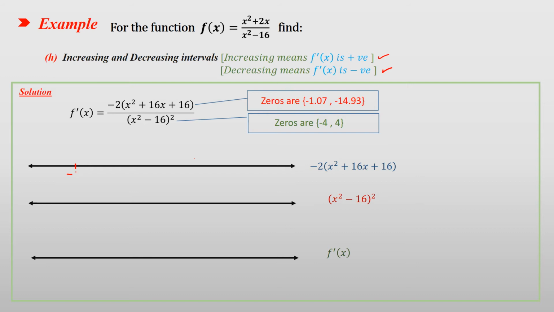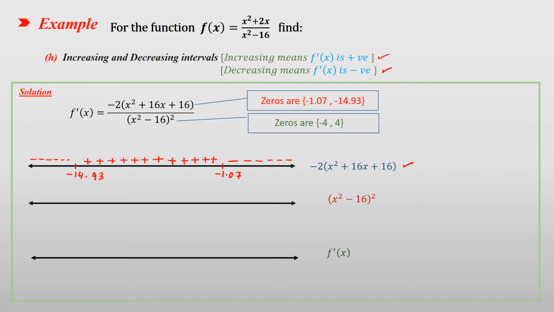We have negative 14.93, and secondly we have negative 1.07. So between the roots, since we have a quadratic, we have the opposite sign from the coefficient of x squared. So we have positive here, and here we have negative sign.